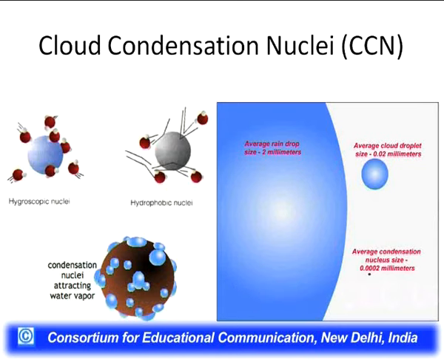So, there are pictures of three droplets: a raindrop, a cloud droplet, and the cloud condensation nuclei. The difference from cloud condensation nuclei to cloud droplet to raindrop is huge. On the left side we can see how the formation of cloud takes place around the cloud condensation nuclei.